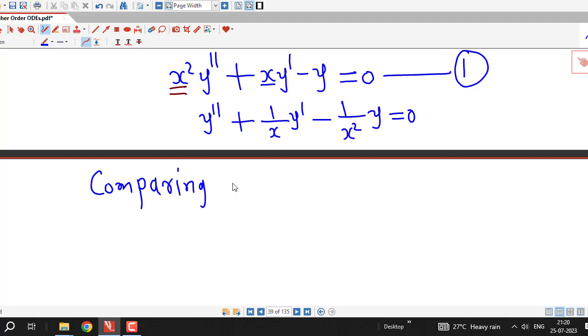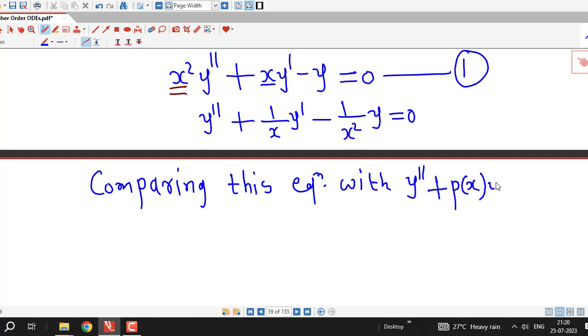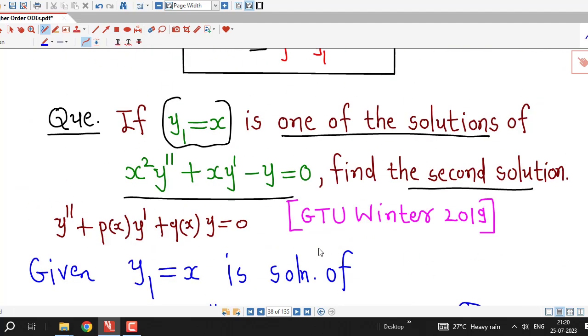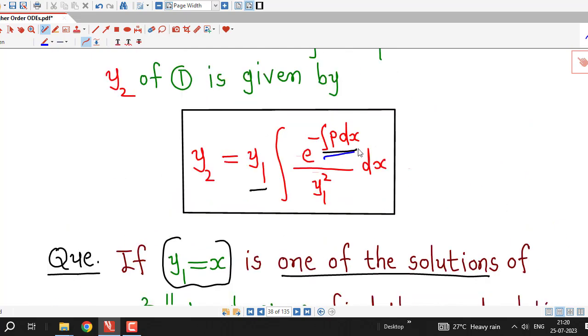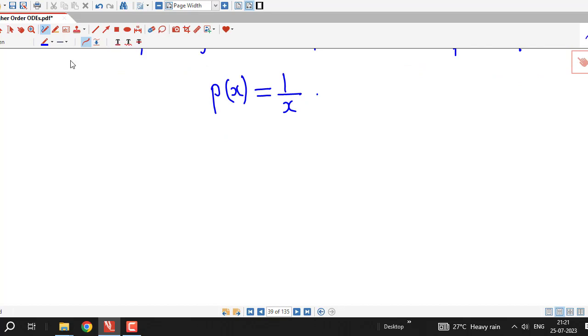Comparing this equation with y double dash plus p(x) y dash plus q(x) y equal to 0, we can see that p(x) is the coefficient of y dash, which is 1 by x here. So p(x) is 1 by x. In our formula we require p(x) only, and y1 is x. So now we can use the formula. We can find out the second solution.